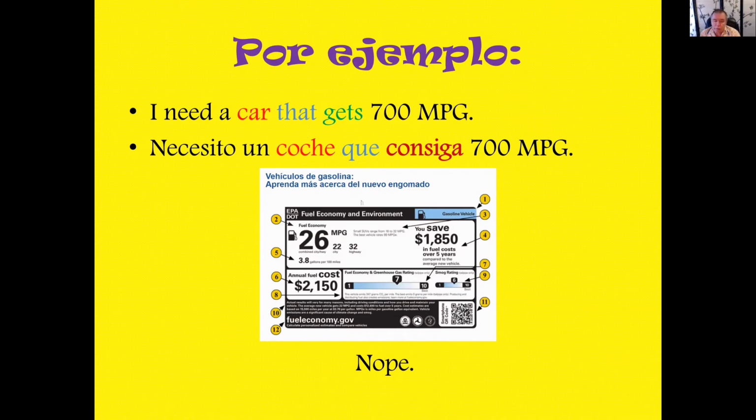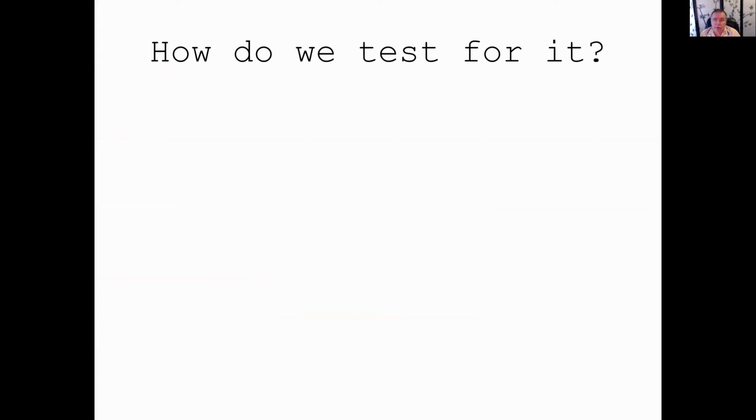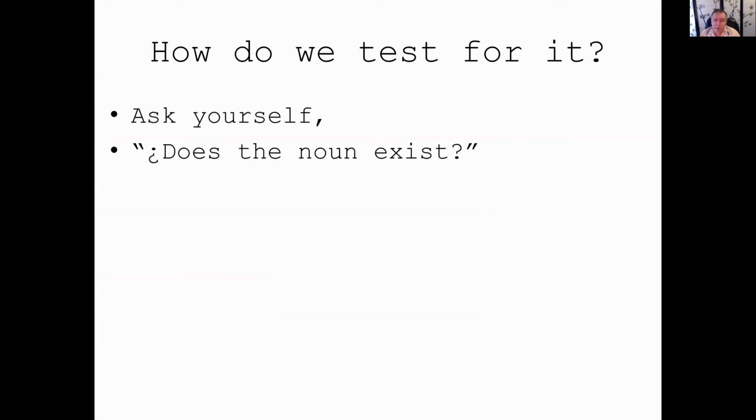Okay? So when you face a two-clause sentence where one of the clauses is an adjective clause that describes the noun that is the direct object of the sentence primarily, then you are going to say the following in order to sort out whether you need the indicative or the subjunctive. How do we test for it? You ask yourself this: does the noun exist? All right.